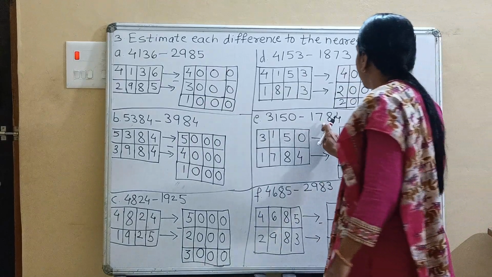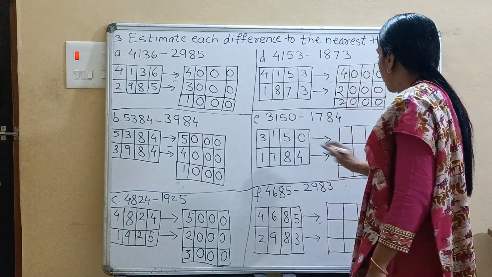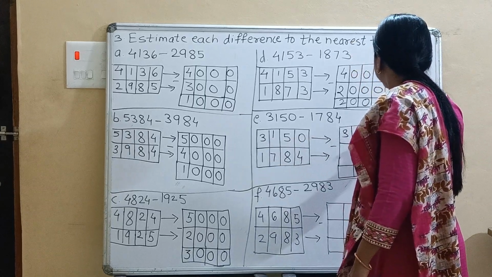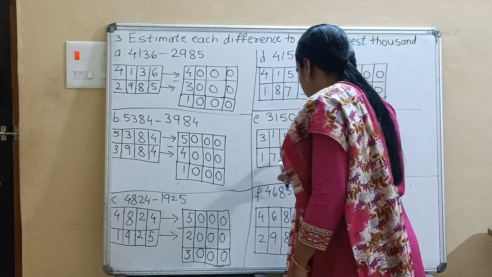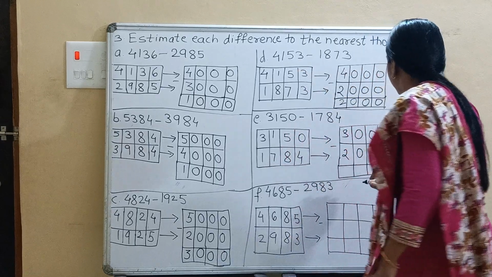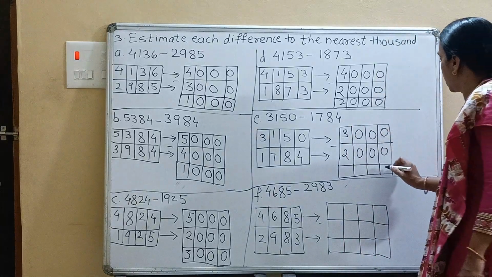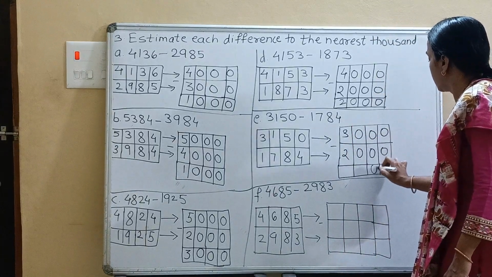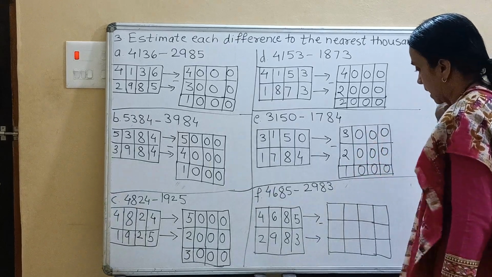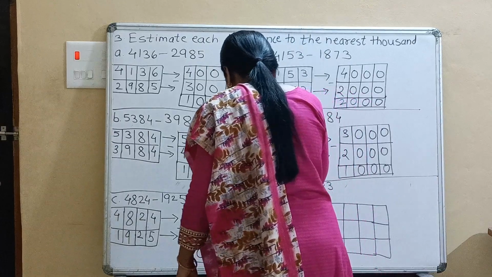Now see E question. 3150 minus 1784. 3150 is closer to 3000. And 1784 is closer to 2000. So do subtraction here. 0 minus 0, 0, 0 minus 0, 0, 0 minus 0, 0, 3 minus 2, 1. So what is our answer? 1000.